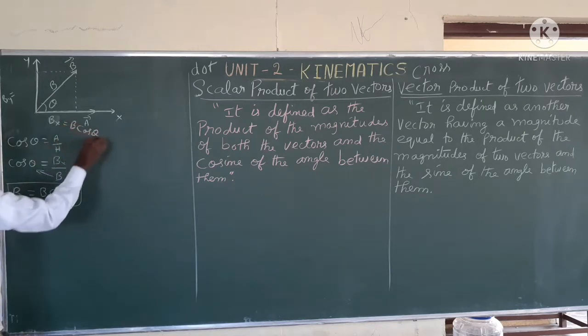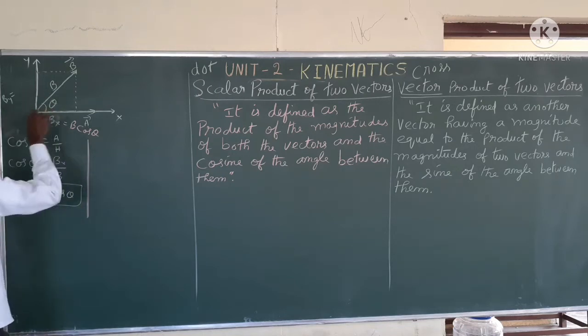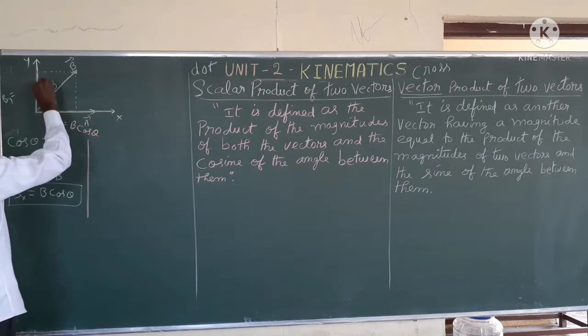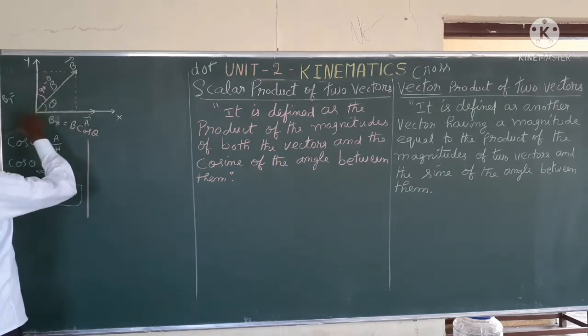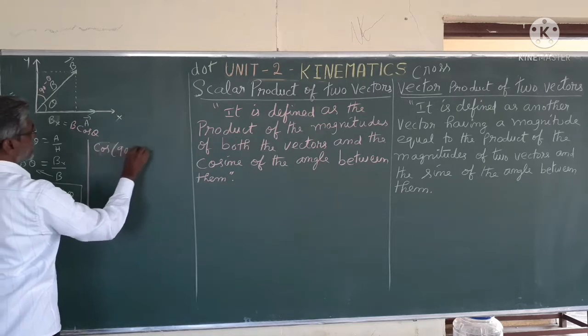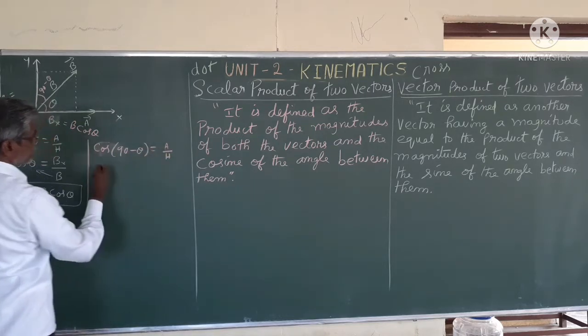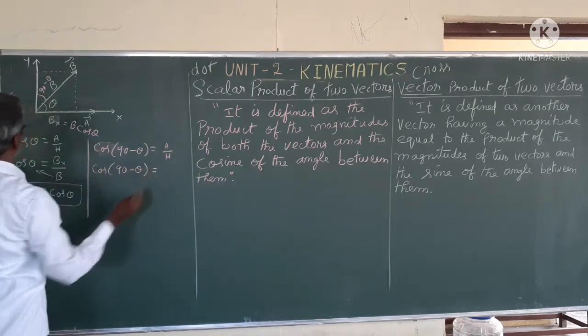Now we take this one as 90 degree. What will be the angle of this? 90 minus theta. So now you take this triangle: cos of 90 minus theta is equal to adjacent side by hypotenuse. So cos 90 minus theta is equal to adjacent side is what?